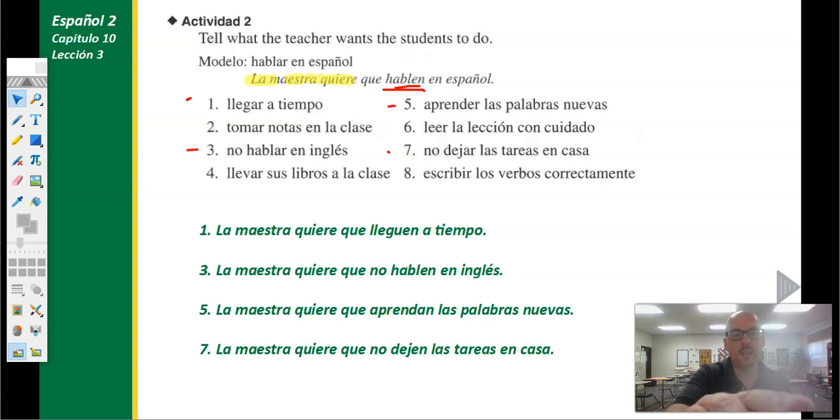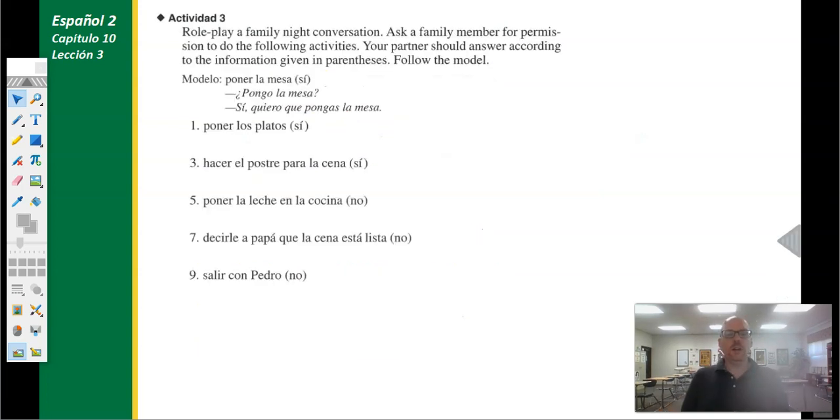All right, let's look at actividad 3. Role play a family night conversation. Ask a family member for permission to do the following activities. Your partner should answer according to the information given in parentheses. Follow the model. So you'll just write these conversations out for yourself.